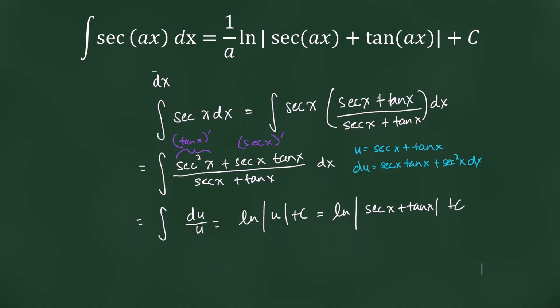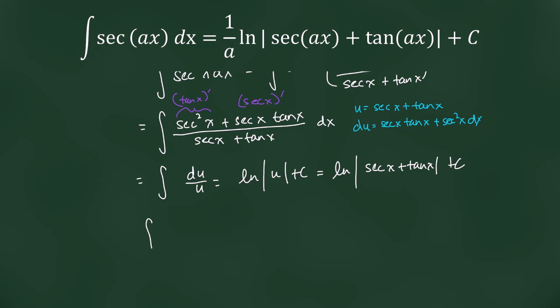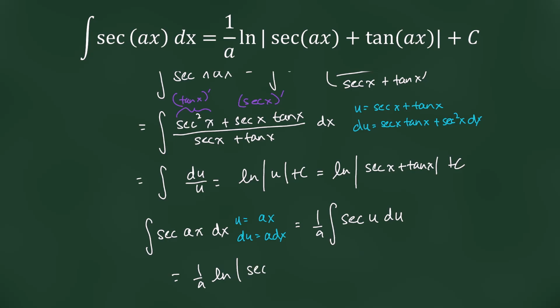Now, of course, we need to account for the fact that we started off with an a, but that's going to be our very familiar substitution. So we have the secant of ax dx. We just let u be ax, du is then a dx, and we end up with 1 over a times the antiderivative of secant of u du, which becomes the natural log of the absolute value of secant u, which is ax, plus tangent u, which is again ax, plus a constant c.